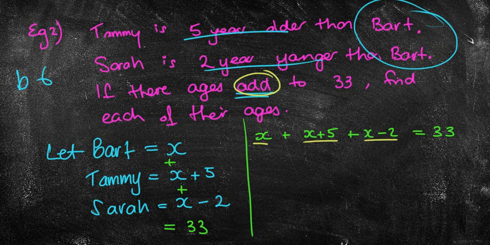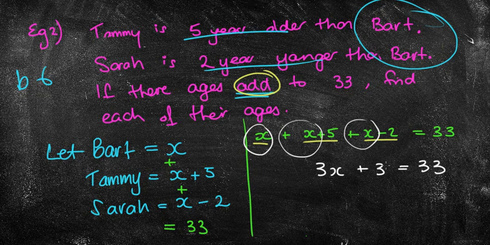I can now go ahead and add like terms. So I've got the 3x's there. I've got 5 take away 2 is 3. And I've got my equation, so let's solve it. Plus 3 becomes minus 3. 3x equals 30. Times 3 becomes divide by 3. x equals 10. So have I answered my question?